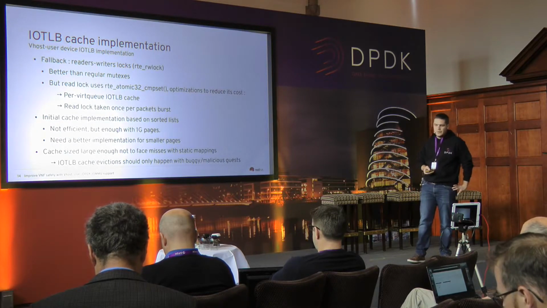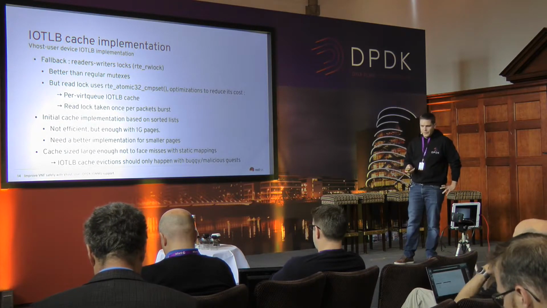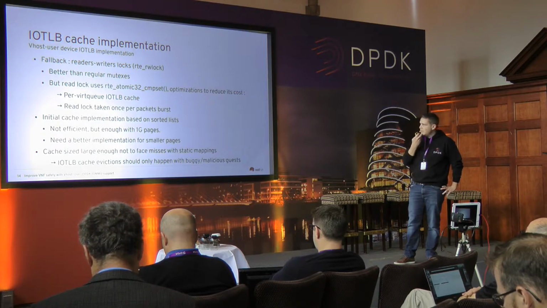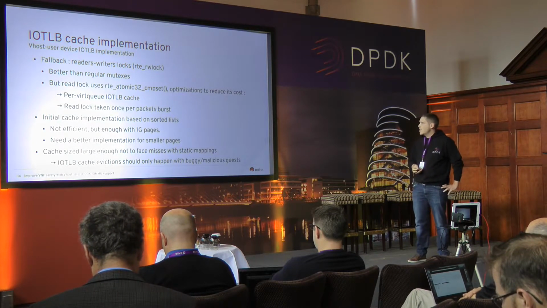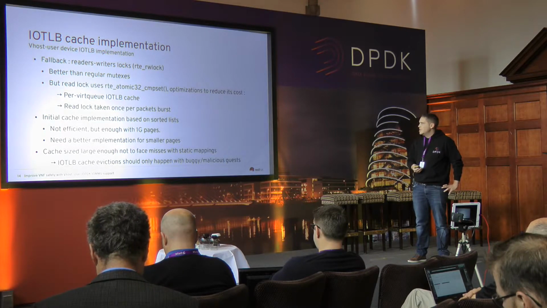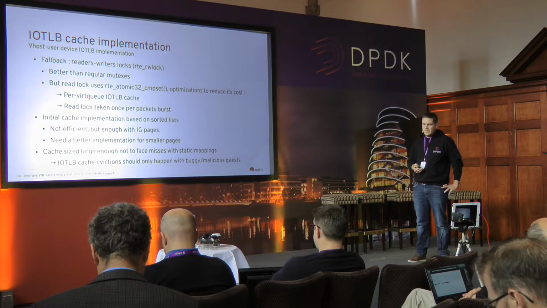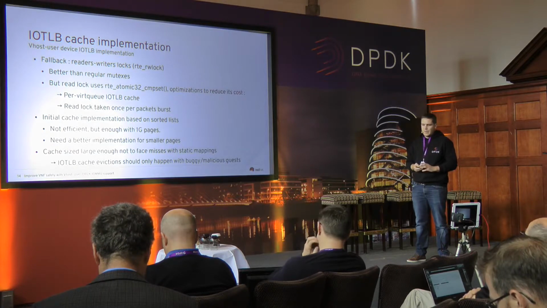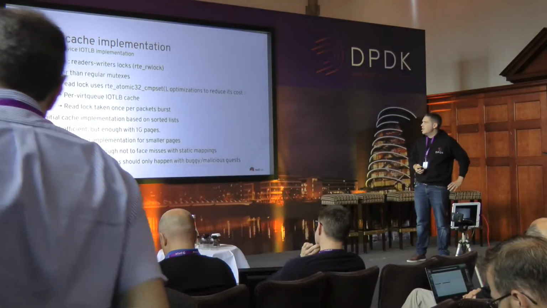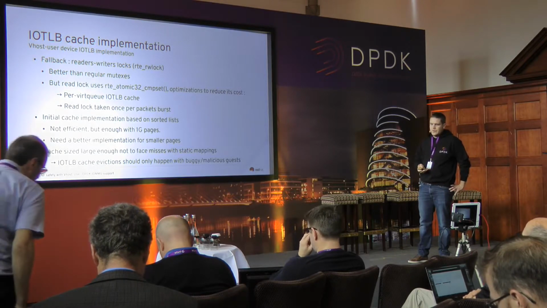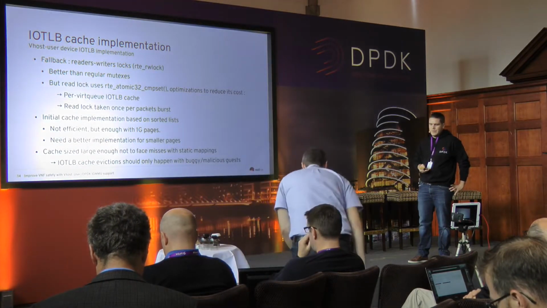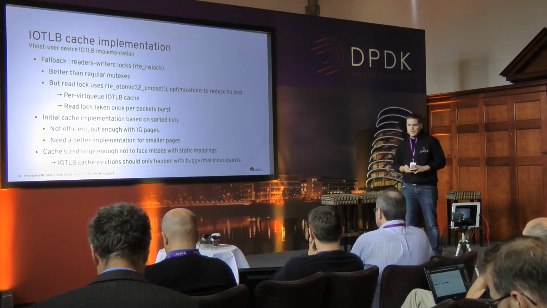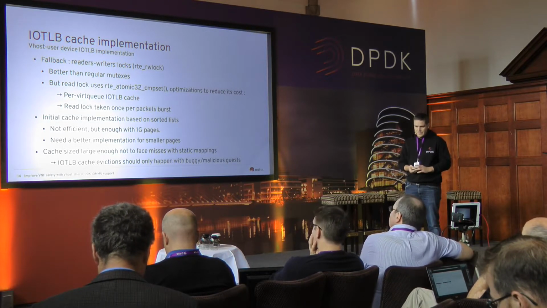So the fallback was to use reader and writer locks. For this case, it's better than regular mutexes, but it still has a cost because we use some atomic operations. At the beginning, we called it for every packet, but we did some optimization to call it only once for every packet burst. And also, we moved to a per VQ IOTLB cache instead of per device, so that we don't have concurrency on the lock.